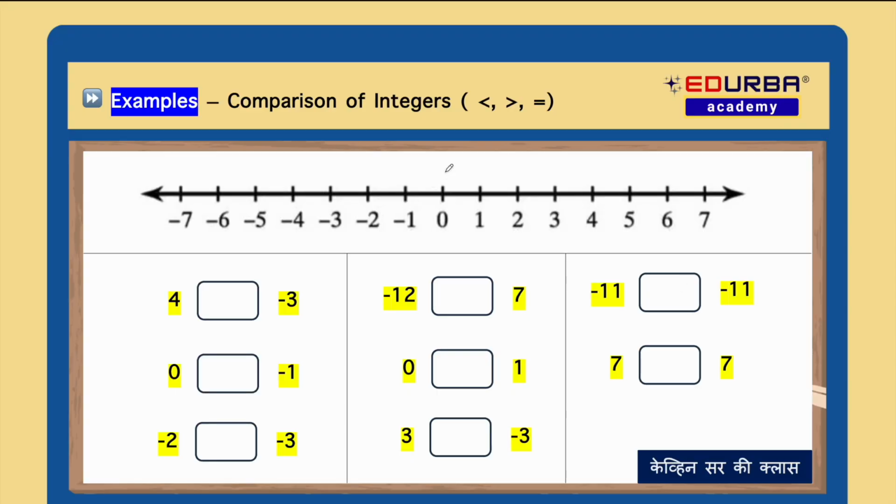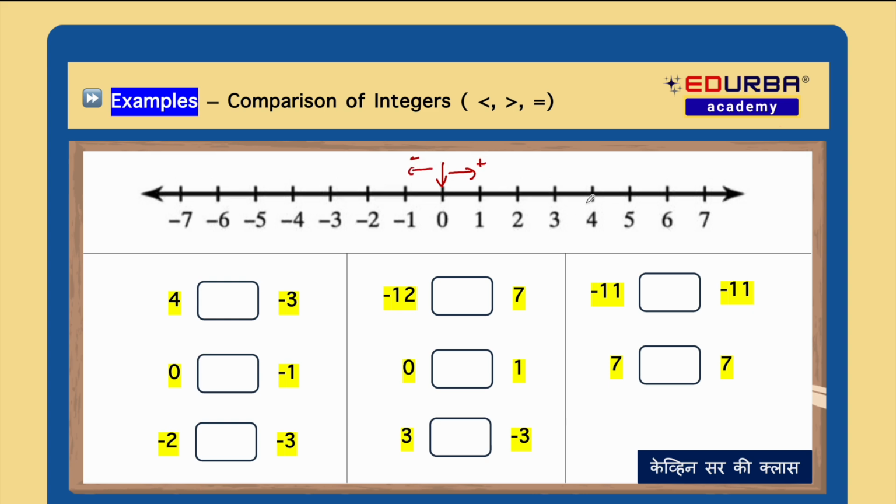I have already explained number lines multiple times, but still we need to understand number lines in order to compare the integers. We have 0 here, which is origin, and then we have positive numbers on the right side and we have negative numbers on the left side.